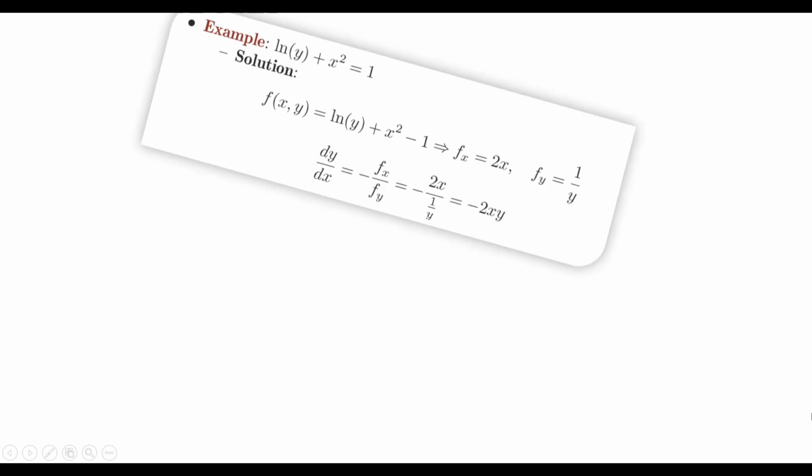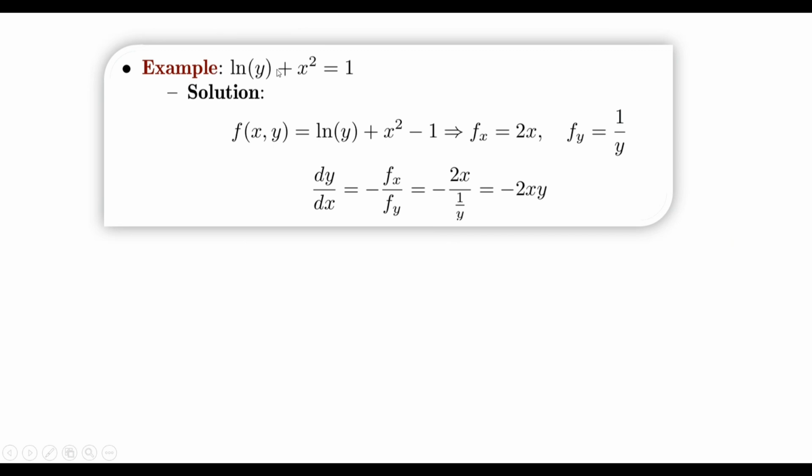The next example is based on a logarithmic and quadratic relation, where the relation is log y plus x square equals 1. The corresponding implicit function will be log y plus x square minus 1. Then find dou f by dou x, dou f by dou y. Therefore, the implicit differentiation dy by dx becomes negative 2xy.